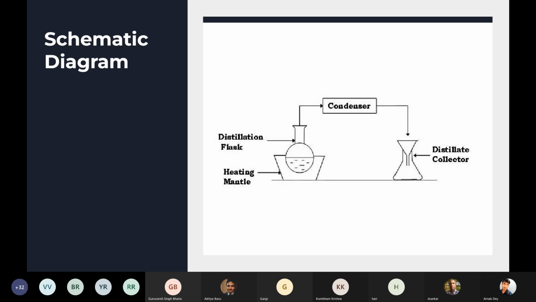Okay. So here is the schematic diagram. In the distillation flask, we pour the acetone toluene mixture and we allow it to distill till a time, say 1/3 of the mixture has been distilled. So the mixture is vaporized, passes to the condenser and is condensed and is collected in the distillate collector. So here we collect the distillate.